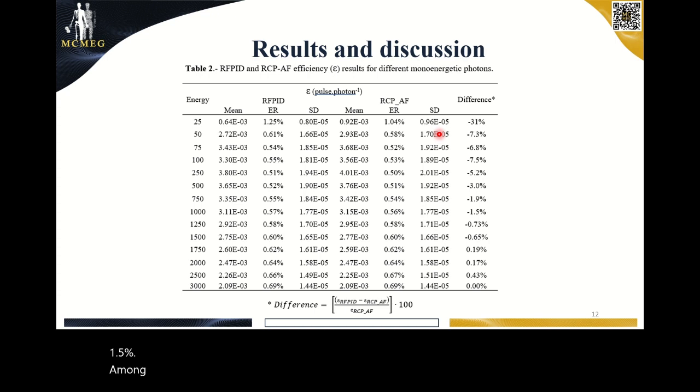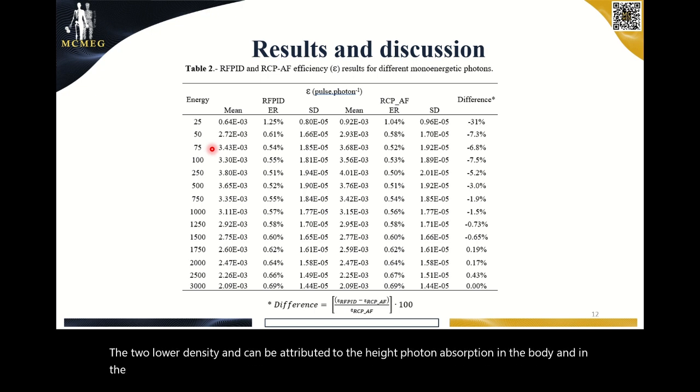Among the energies studied, the efficiency peak occurred at the energy of 250 keV, and the highest difference is at the 25 keV energy, with a difference of 31% between the two phantoms. The reduced detection efficiency of sodium iodide for low energies, like the two lowest, can be attributed to the high photon absorption in the body and in the window of the detector.